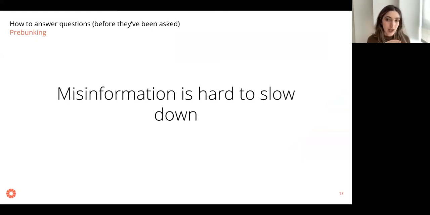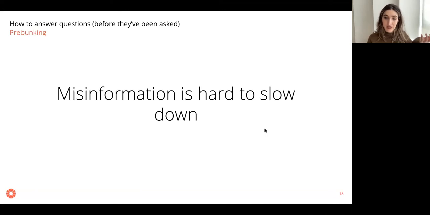If you joined us for our last course, we talked about this idea of the continued influence effect. It's this idea that even after you've corrected misinformation and you've changed someone's belief, it doesn't necessarily change someone's behavior. It continues to have this influence on the person, right? So it's this idea that misinformation is very sticky. It tends to be compelling. It's very hard to slow it down once it's out there.